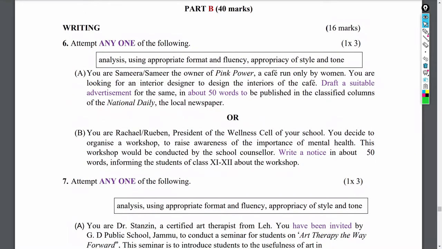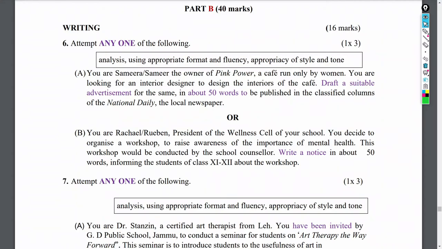Now coming to part B. In part B there are 40 marks, equally divided into two parts, 40-40 each. In this part there will be the writing part. As you have discussed in the writing part, there will be a short composition of 3 marks only.